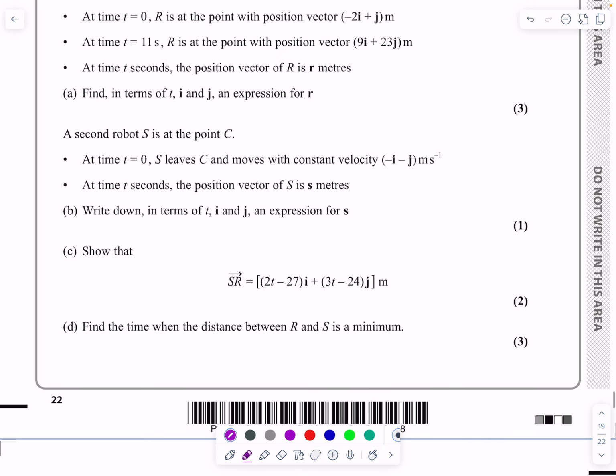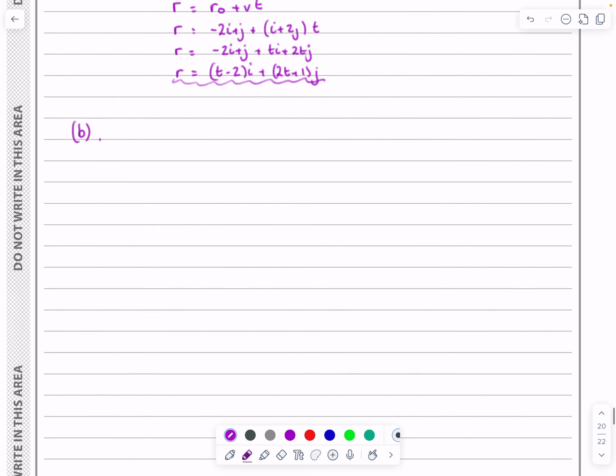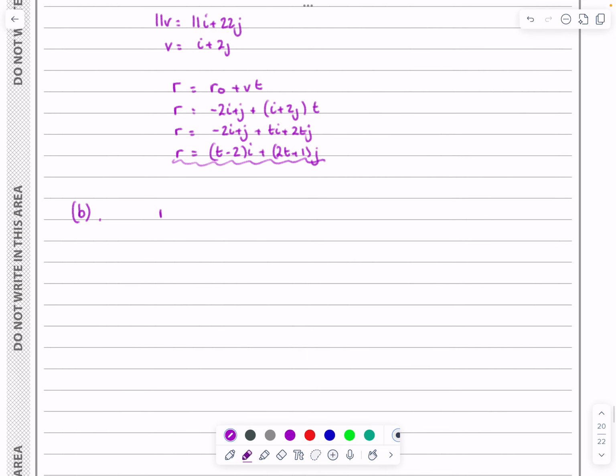And it says, can we write down an expression? It doesn't use R this time, it uses S, but that's fine. Can we find out what S is going to be then? Yeah, absolutely we can. So using the same thing, I'll start off with R's to start off with.